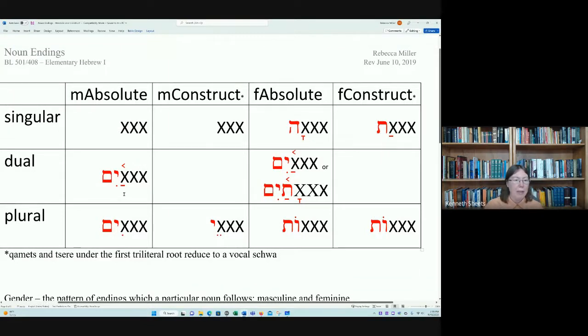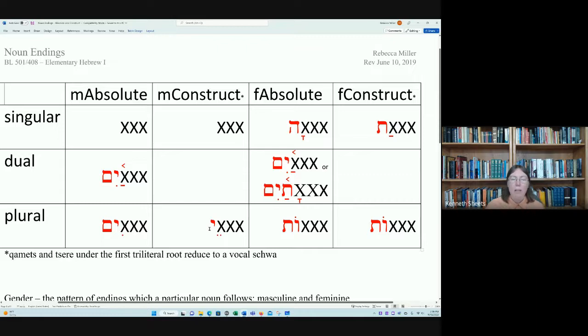Masculine, dual, absolute, we have the ayim ending, and so thus you have the ayim ending attached to the triliteral root of the noun. And then masculine, plural, absolute, you have the im ending. And then for the feminine, singular, absolute, we have a. For the dual feminine absolute, ayim or athayim. And then for the feminine plural absolute, we have the oth ending. So these are the absolute endings that we have gone over and we have reviewed.